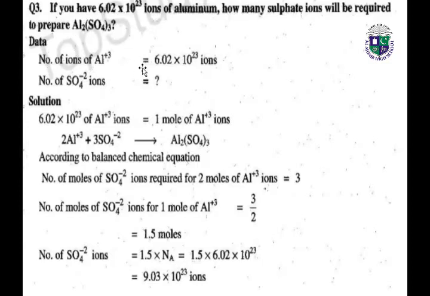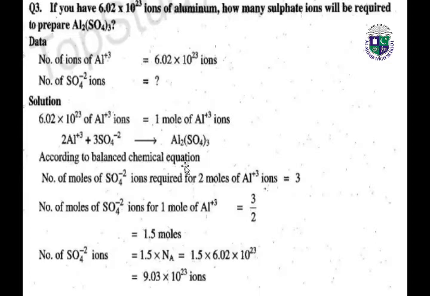The data given is the number of ions of aluminium, and we have to find the number of sulfate ions. Solution: 6.02 × 10^23 aluminium ions is always equal to 1 mole of aluminium ions. Here we have the formula of aluminium and sulfate, which makes aluminium sulfate.